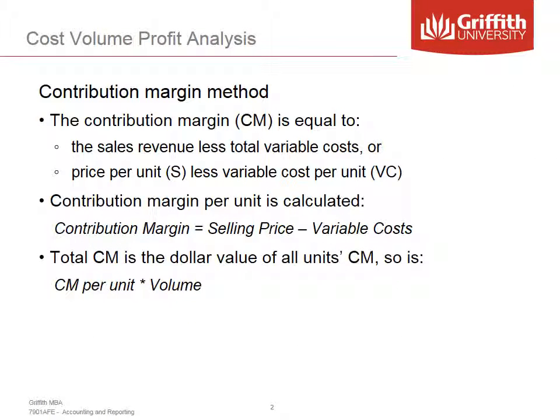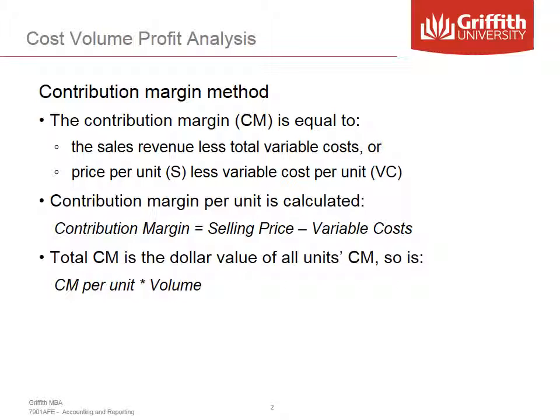Now, we can use the contribution margin method in asking these questions. We just have to make sure that we again are clear about what the contribution margin is and how to calculate it. So here it is. The contribution margin is equal to the sales revenue less total variable costs. Or if you're doing it on a per unit basis, the price per unit, S, less the variable cost per unit, VC, and in that case then CM would be per unit.